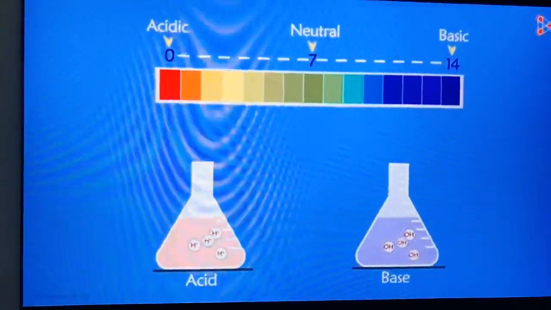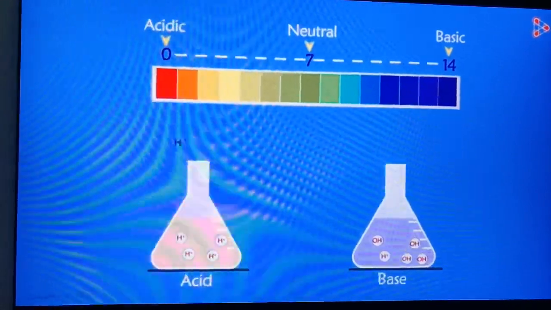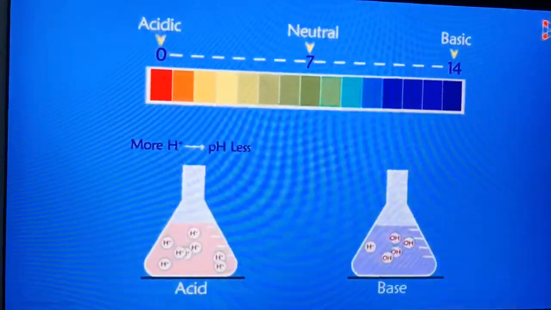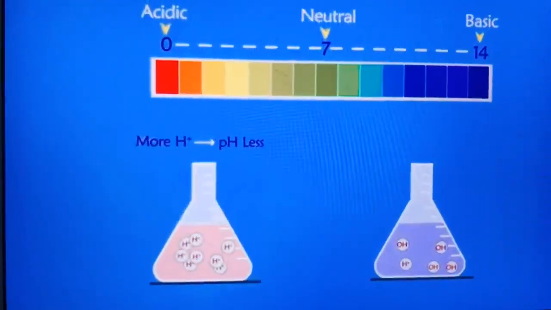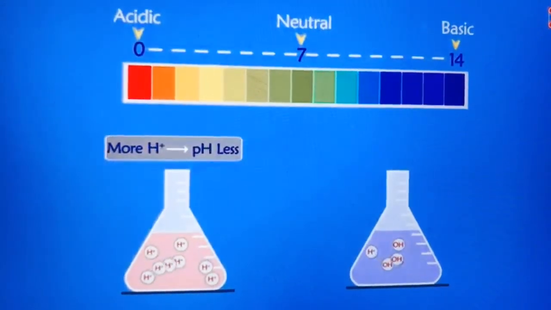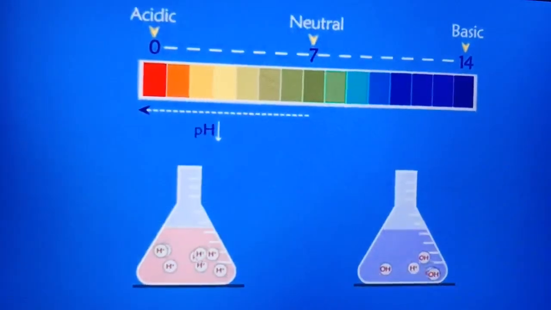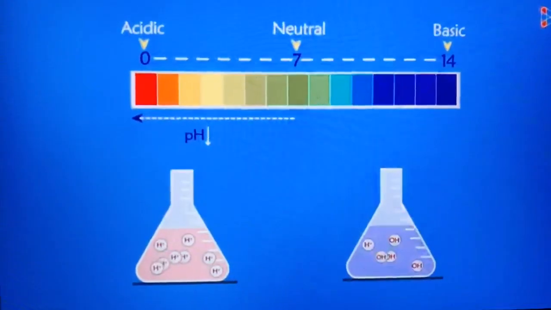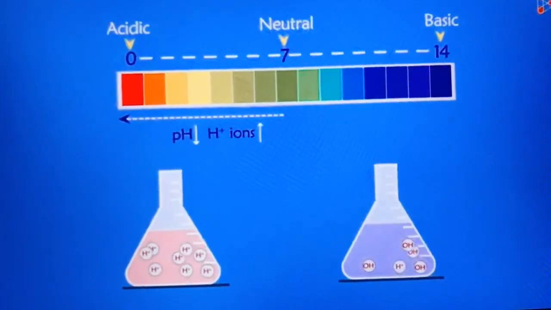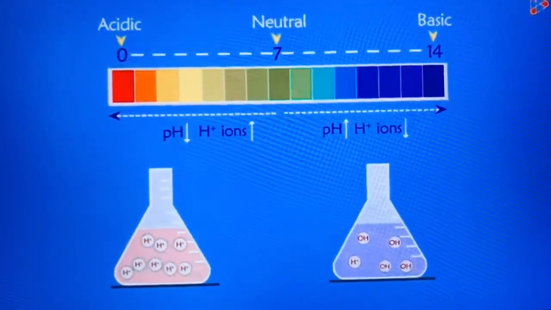Understand that the pH is just a number which tells us how acidic or basic a solution is. More the concentration of the hydrogen ion, lesser will be the pH value. Yes, understand this well. More the concentration of the hydrogen ion, lesser will be the pH value. Now, if you look at the scale as we go towards the left, the pH value is decreasing, which means that if we go leftwards on this scale, the H+ ion concentration increases. And as we go rightwards, the H+ ion concentration reduces.